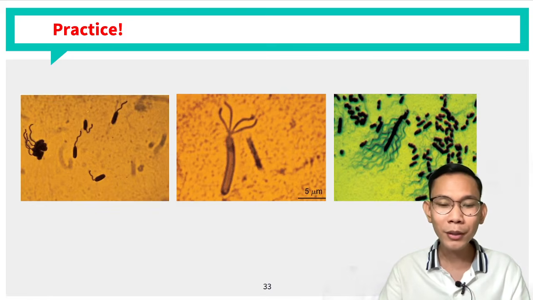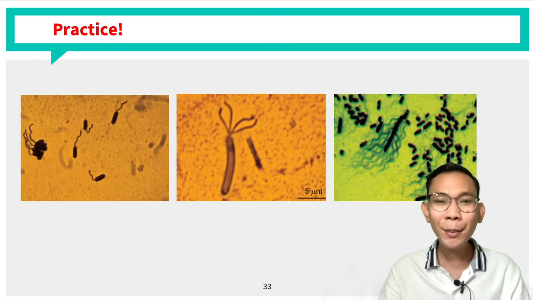How about this one? We have many flagella at one end pole or both end poles. This is now your lophotrichous. And then this is actually your Spirillum. Then we have flagella all throughout the body of your bacteria. This is peritrichous. Very good. An example of this is P. vulgaris or your Proteus vulgaris.